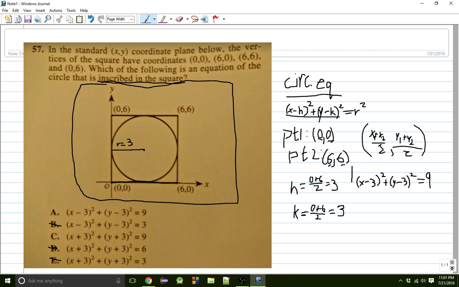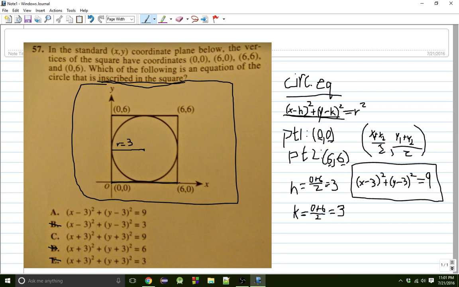Remember, it's (x minus 3) squared plus (y minus 3) squared equals 9 because it's in the format (x minus h) squared plus (y minus k) squared. So if h is positive, it's going to be x minus 3. But if h is negative, which in this case it isn't, it would be x plus 3. But since h isn't negative, it's x minus 3.